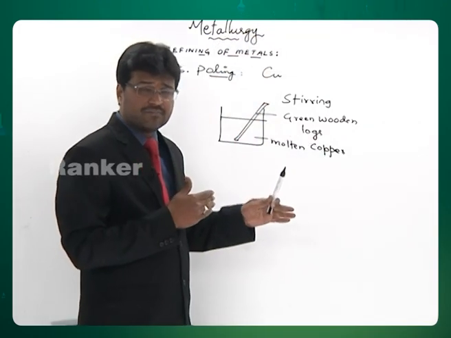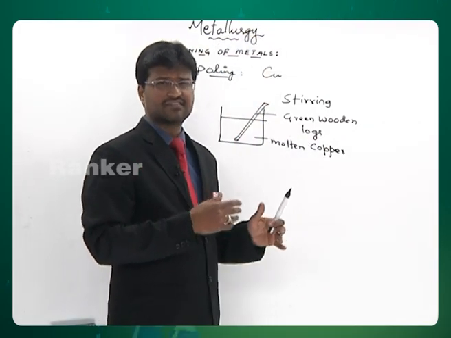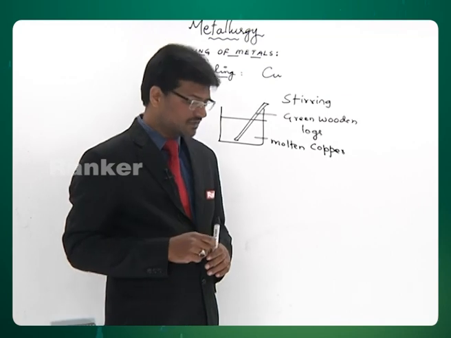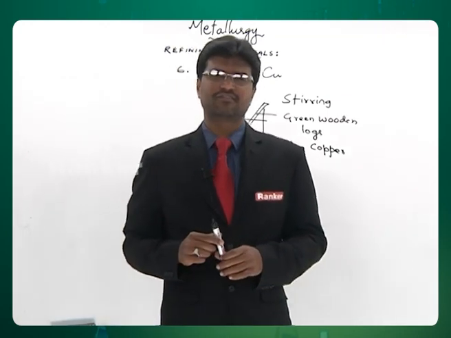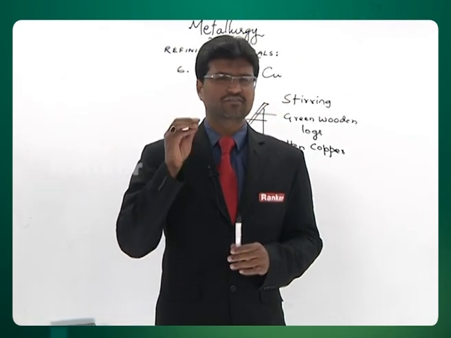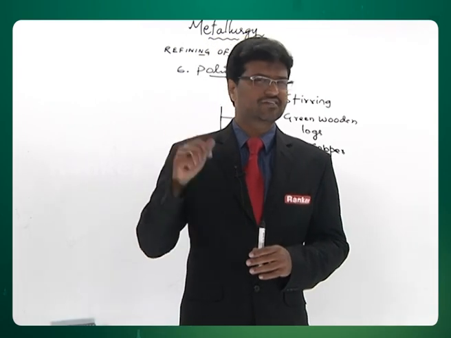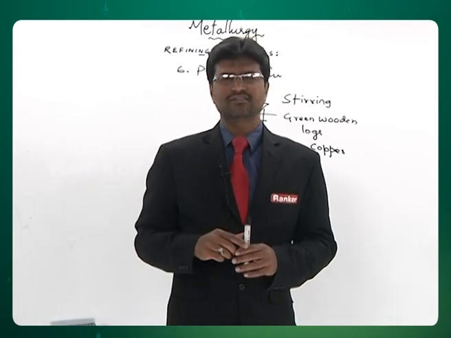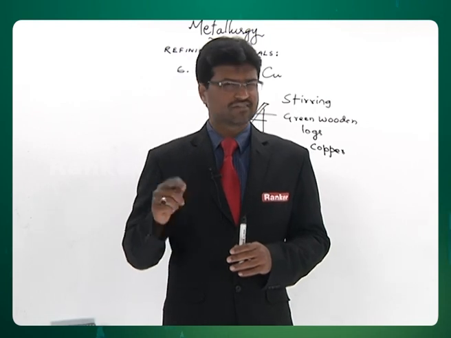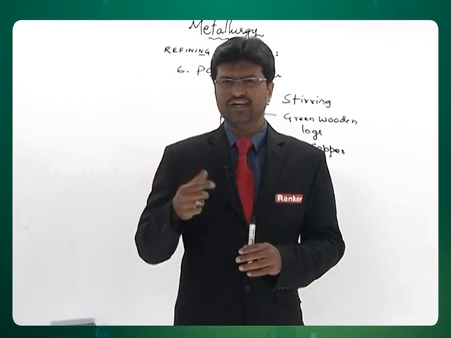With this, we complete this part of metallurgy, that is refining of metals. We have discussed 6 different methods of purification of metals. We have talked about distillation, we have talked about liquefaction. We said distillation is for low boiling metals. We said liquefaction is for low melting metals like tin. Distillation is for zinc, cadmium, mercury.